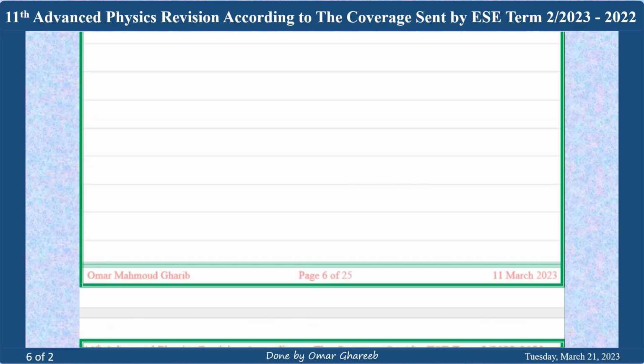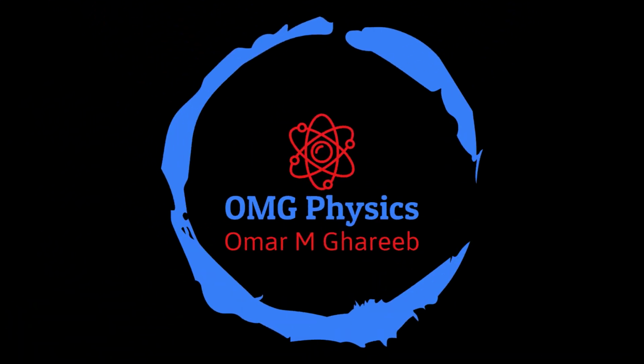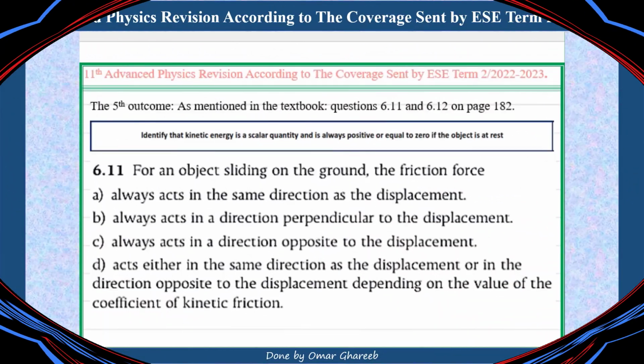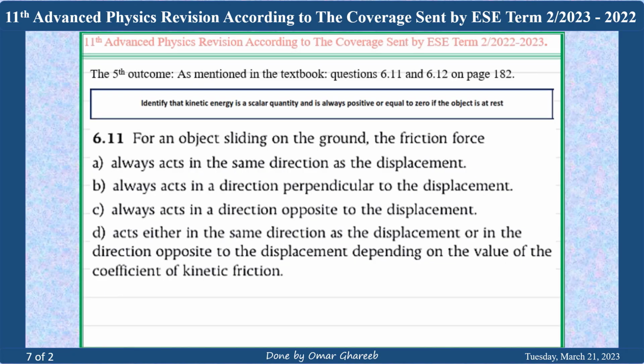Now we can go to the second outcome. The outcome is to identify that kinetic energy is a scalar quantity and is always positive, or equal to 0 if the object is at rest. Okay. And the suggested questions by the ESE coverage are question 7, 6.11 and 6.12.